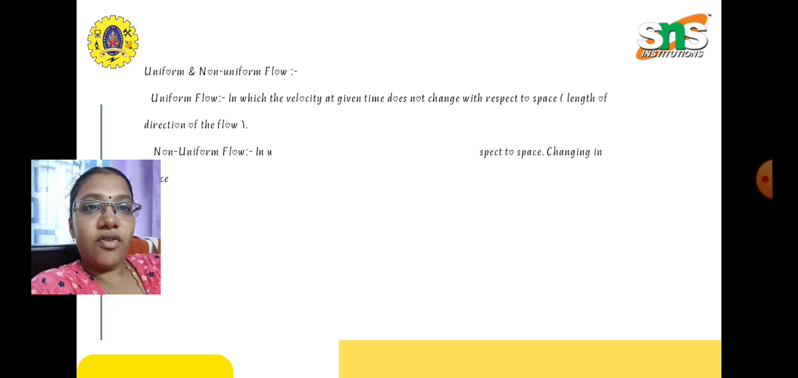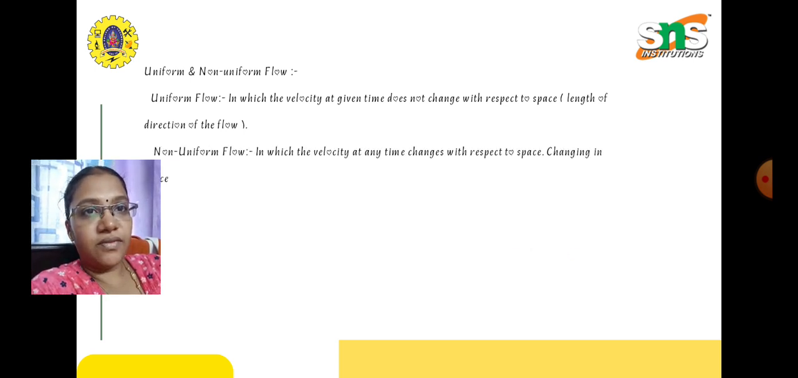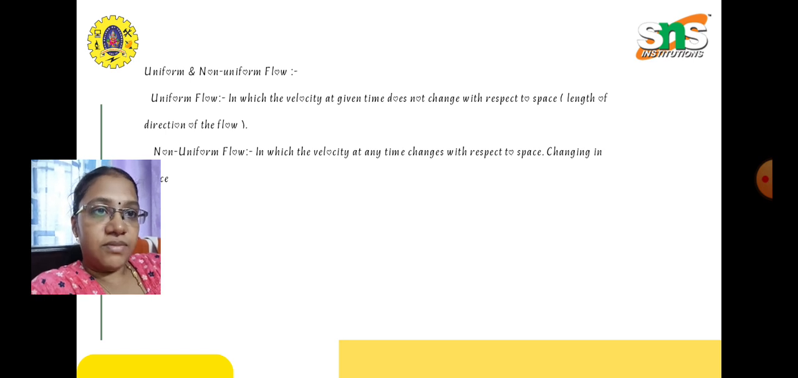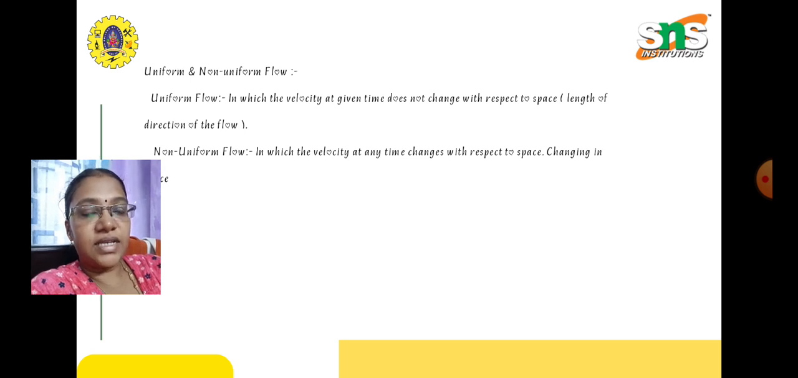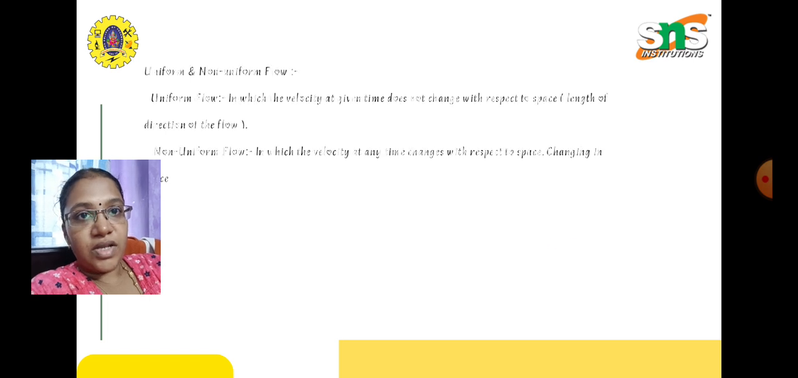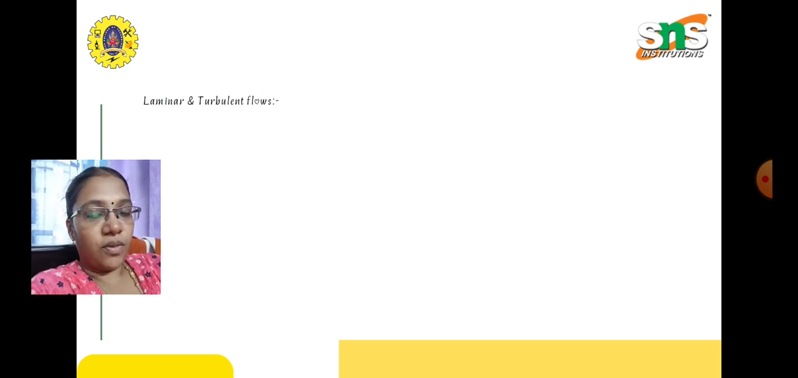So what is a uniform and a non-uniform flow? Uniform flow is one in which the velocity at a given time does not change with respect to space, that is, along the length in the direction of the flow. Non-uniform flow is when the velocity changes with respect to space. So that we call the non-uniform flow.